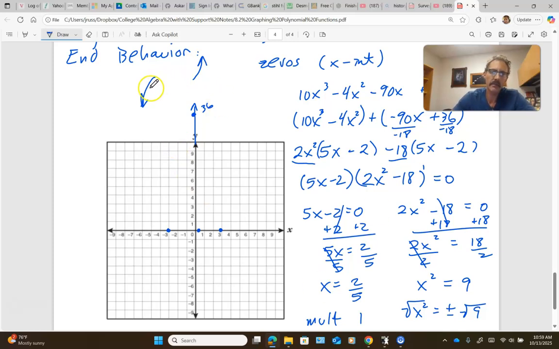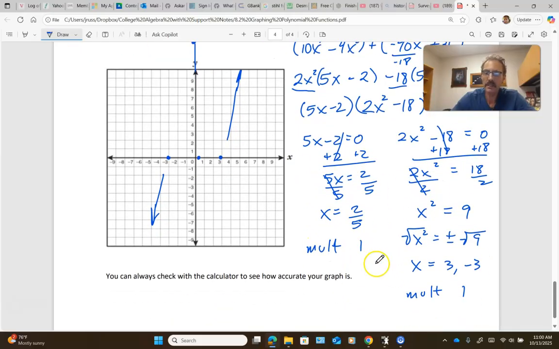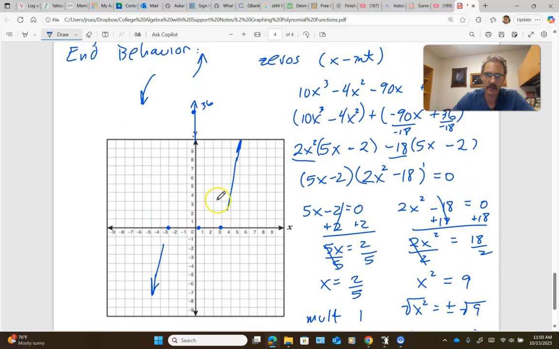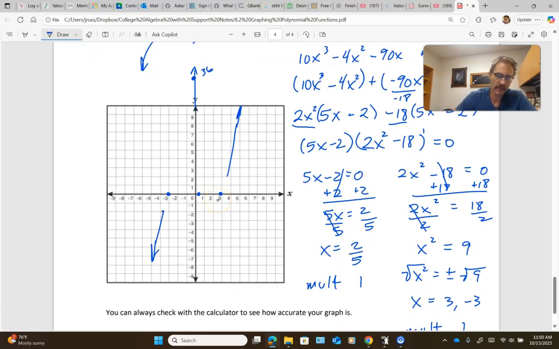And then we're going to look at the end behavior. The left side is down, the right side is up. So we'll kind of sketch this in. The right side is up. Now I'm going to kind of fill in based on the multiplicities of these zeros. Well, the multiplicities are all 1, and 1 is an odd number. So at each of these zeros, the function will cross the x-axis. Okay, so I'm going to cross right here.